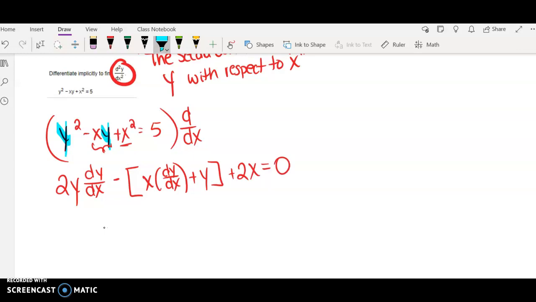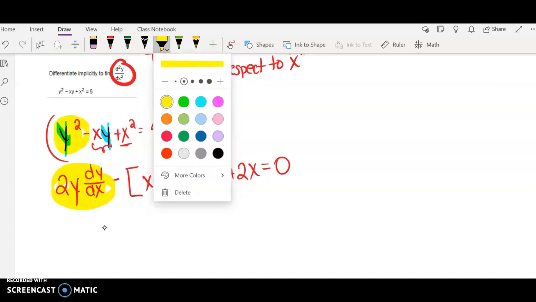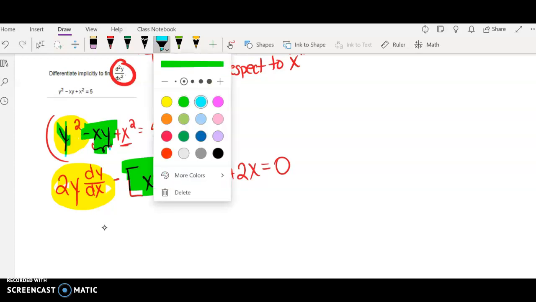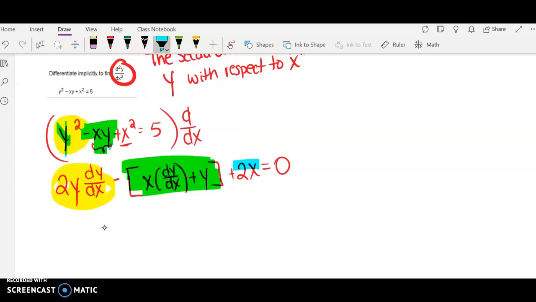So you can pause this video. Do not forget that. This part here is the derivative of y squared. I got this middle part here. I'm taking the derivative of this middle part there. And then this last part here is the derivative of 2x. Okay, so now this is a bit different.